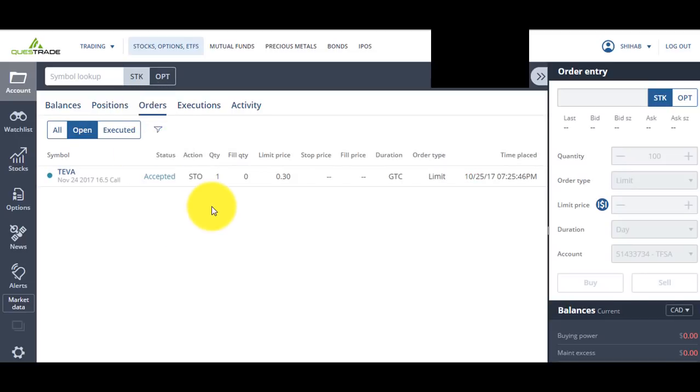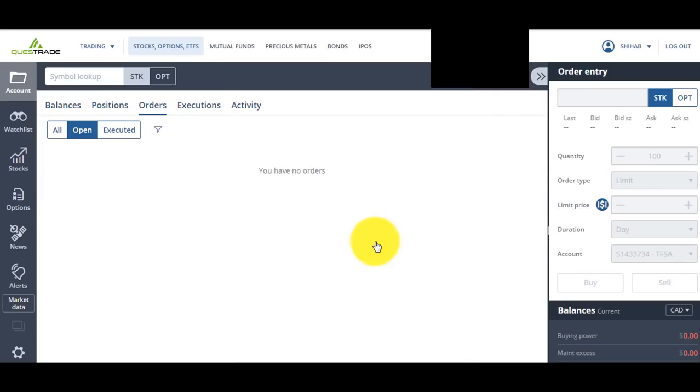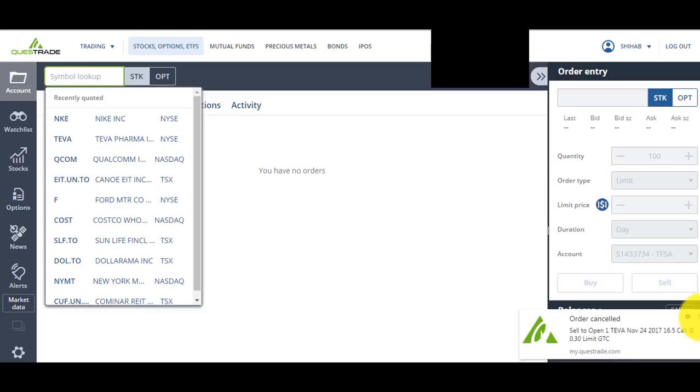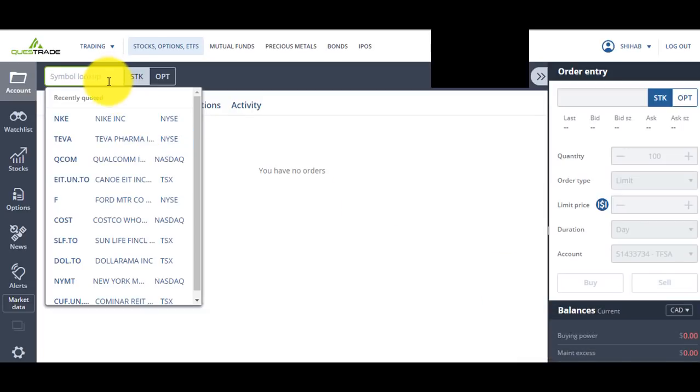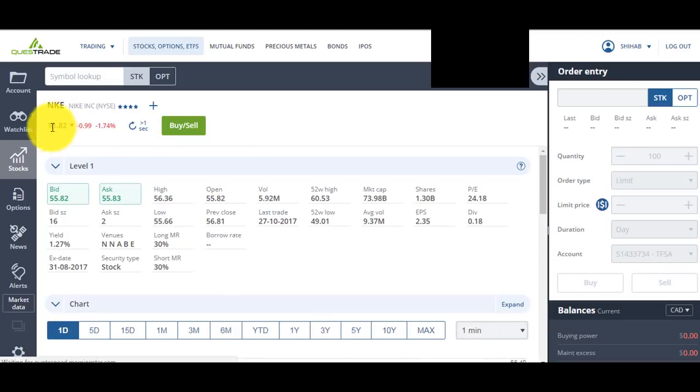So I don't know why I have this here. I'm gonna cancel it. Sell to open one. Yeah, cancel it. So yeah, all you have to do is look up the stock that you want. So let's say Nike. So here you have the current stock price. You have bid and ask. You have the high of the day. You have the low of the day.